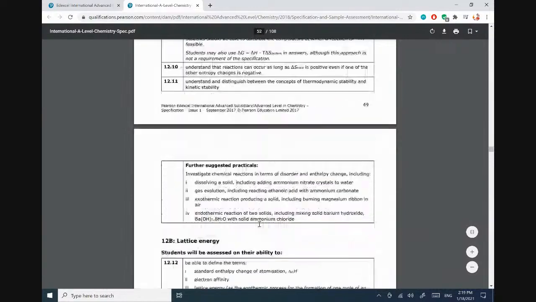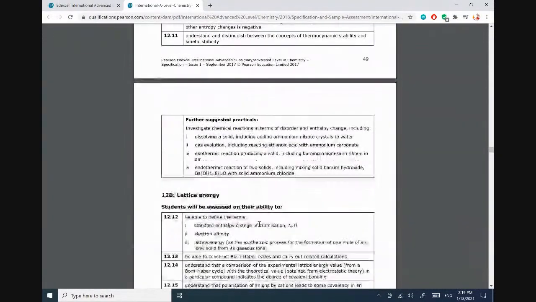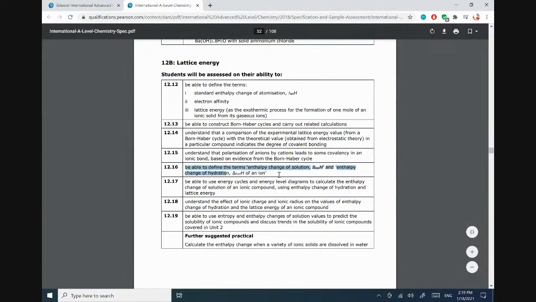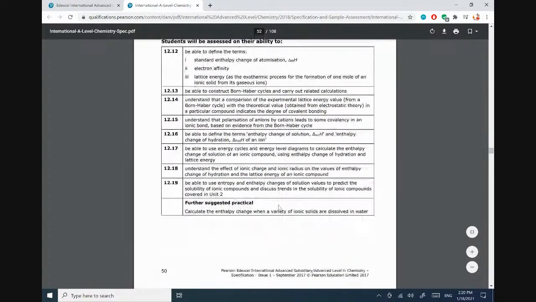There we go, chemical equilibria, lattice energy, which I think is here. So the bits of interest are: define the term enthalpy of solution and hydration of an ion. Be able to use energy cycles to calculate enthalpy of solution using hydration and lattice enthalpies. Understand the effect of ionic charge and radius on the enthalpies of hydration. Be able to use entropy and enthalpy changes of solution to predict solubility of ionic compounds. We will do that when we go back to entropy, but we're covering the first.